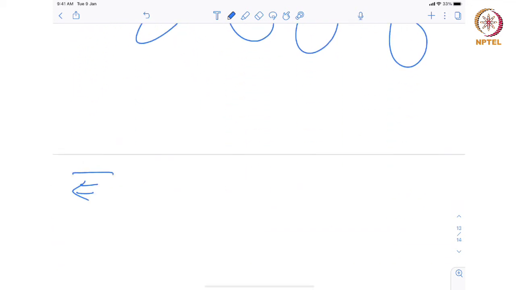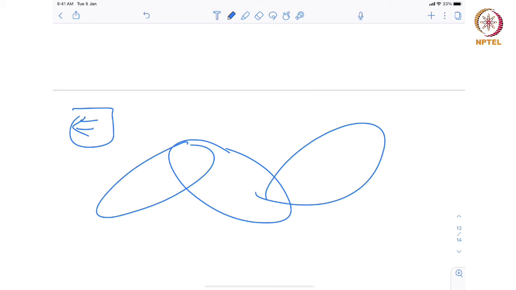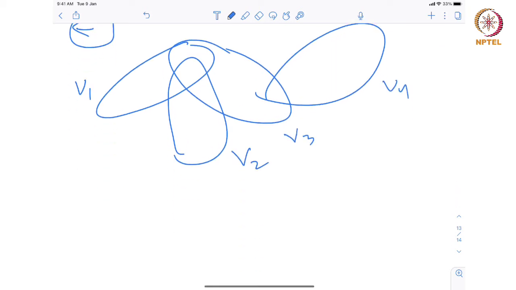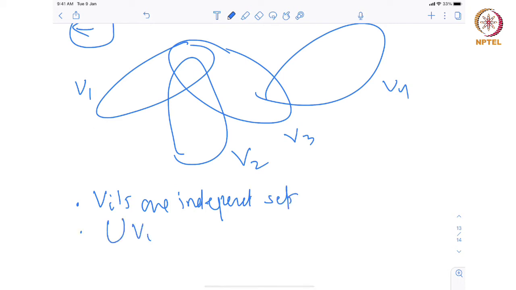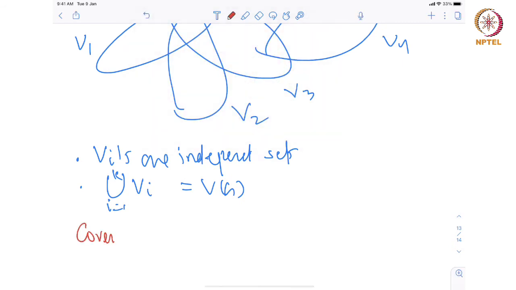Now, we know that we have these sets, maybe like this: V1, V2, V3, V4. What is the property? Vi's are independent sets, and the union of Vi's, i going from 1 to k, is equal to V of G. Now, given this covering, we will recover a partitioning from the covering.